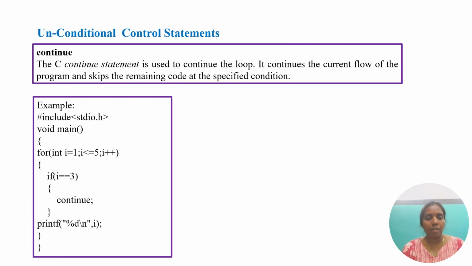So the unconditional control statement is continue. In this we are using a for statement: for int i equal to 1, i less than or equal to 5, i plus plus. If i equal to 3, then continue. So the output will be the values 1, 2 printed.